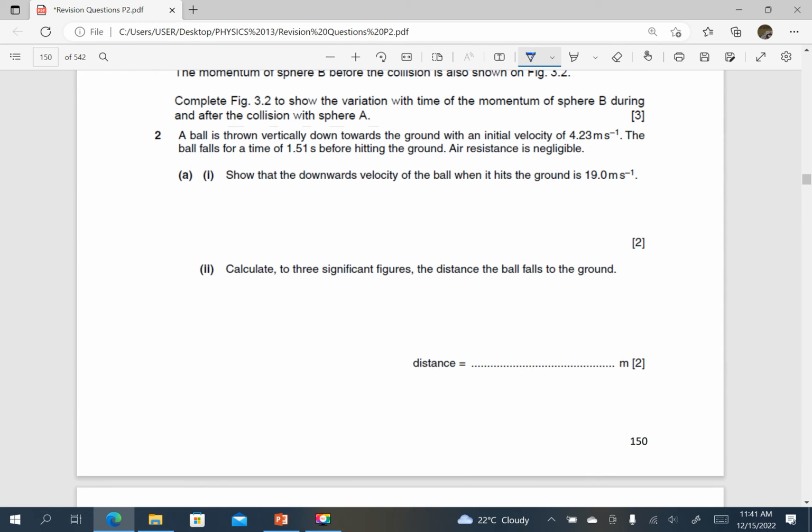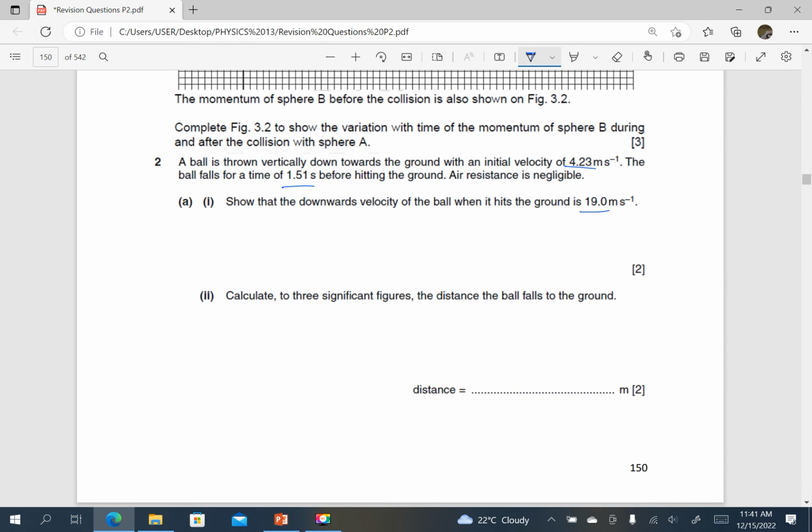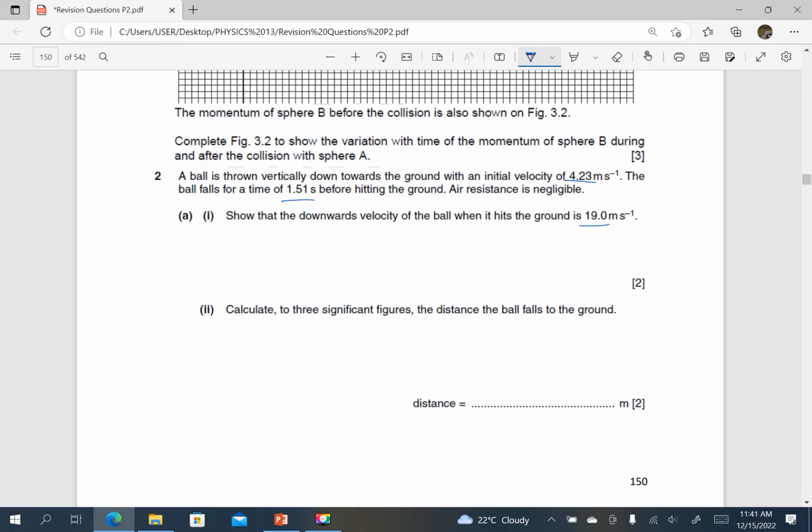Okay. A ball is thrown vertically down towards the ground with an initial velocity of 4.2 meters per second. The ball falls for a time of 1.51 seconds before hitting the ground. Air resistance is negligible. Show that the downward velocity of the ball when it hits the ground is 19.0 meters per second. I think this is kinematics, but since it is overlapping with dynamics, we can't leave it unattempted.